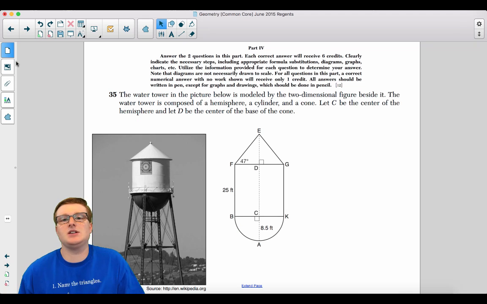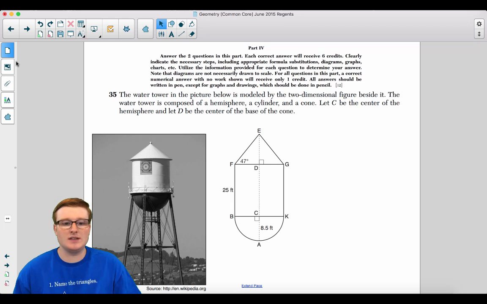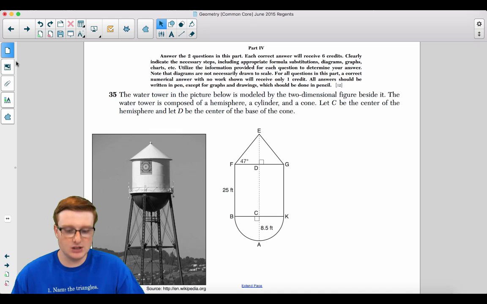On to 35. These are the part 4 questions. Almost there. The part 4 questions are so in-depth and require a lot of work. You really have to know what you're talking about. This is the famous water tower question. Everyone knows when they see this question that it came from the geometry reading. So let's read it through and let's figure out what we have to do.